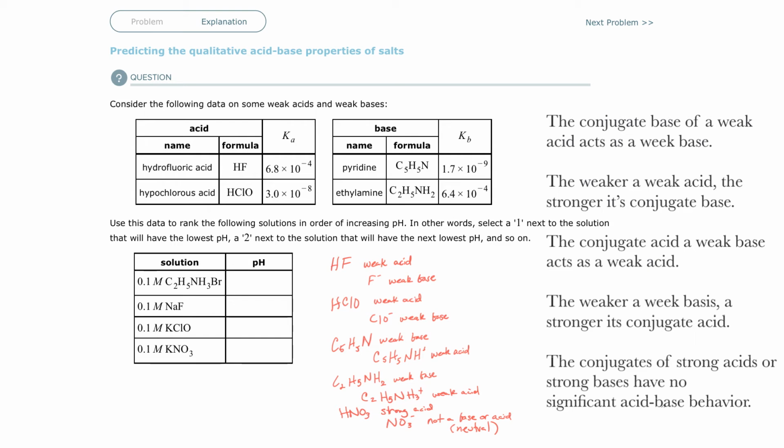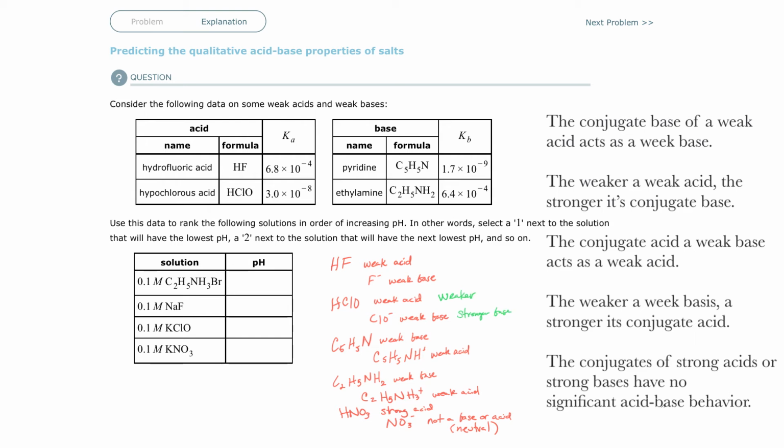All right, so I need to come over here and make some comments. So it says that the HClO is weaker. So I'm going to just write that here. The HClO is weaker. That means that's a weaker acid, so it's a stronger base.